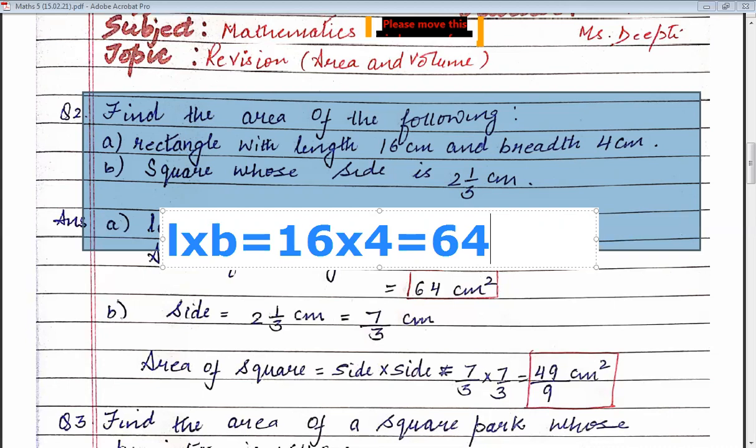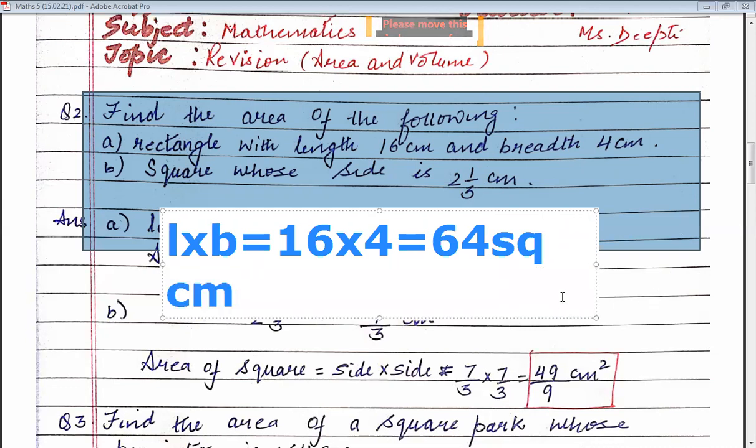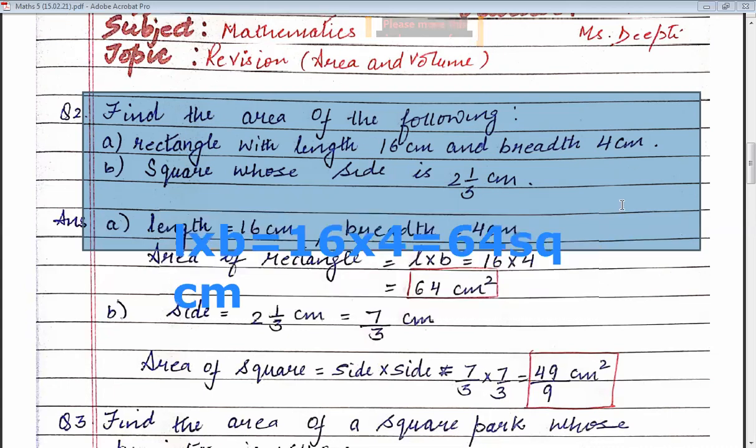So, children, you can write centimeter square or you can write square centimeter. It's one and the same thing. Okay. So, you can write 64 square centimeter or you can write centimeter square. Is it clear? Now, children, let us move on to our B part.